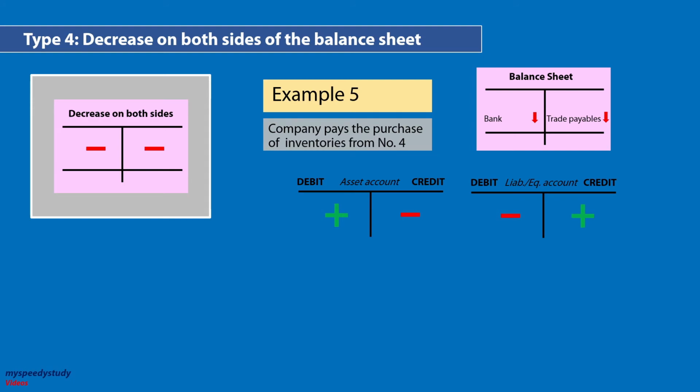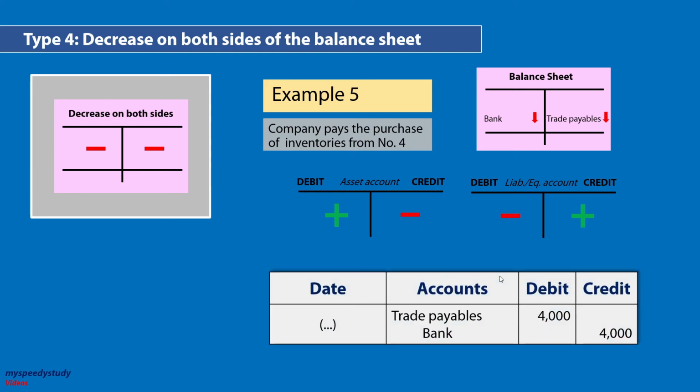Again, we have an asset account, which is bank, and that goes down, so that's a credit record. And the trade payables is a liability account, and that behaves in a different way. If that goes down, then we have a debit record. So the liability that decreases is the trade payable, so we have the debit record here for the trade payable, and for the bank, that's an asset account, we have the credit record. So the journal entry reads debit record trade payables 4,000, credit record bank 4,000.